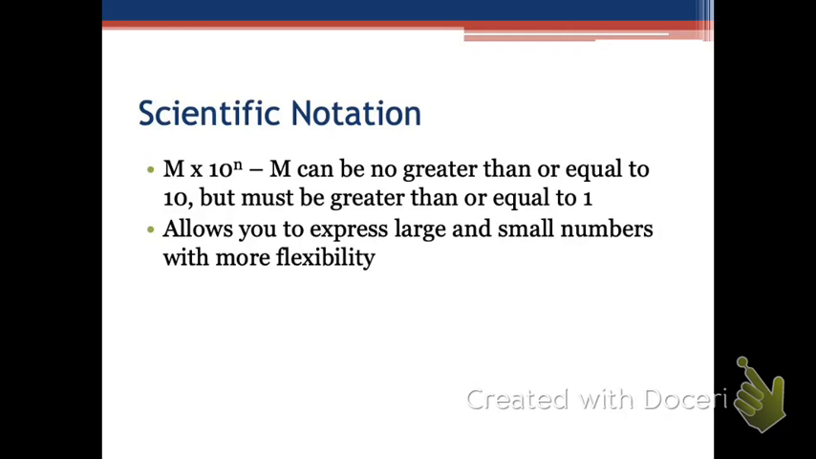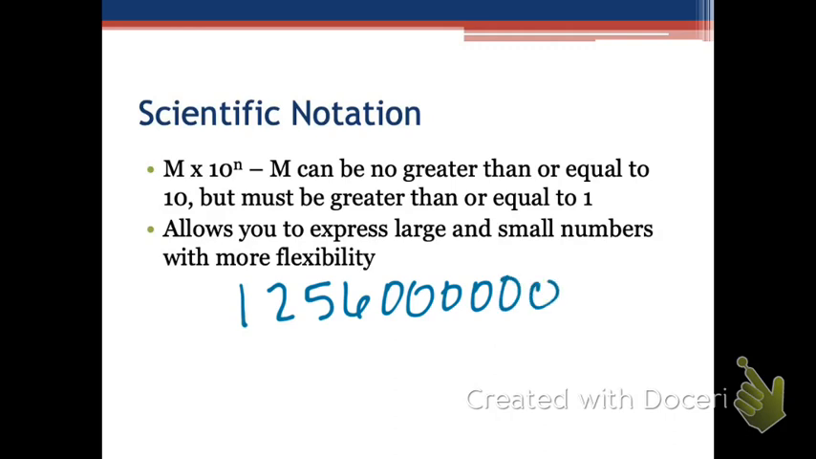Sometimes when you teach scientific notation, you talk about what way you move the decimal and all that kind of stuff. I don't teach scientific notation that way. What I'm going to do is we're going to look at our original number. So let's say I have the value 1,256,000,000. That's my number, and I want to express that in scientific notation.